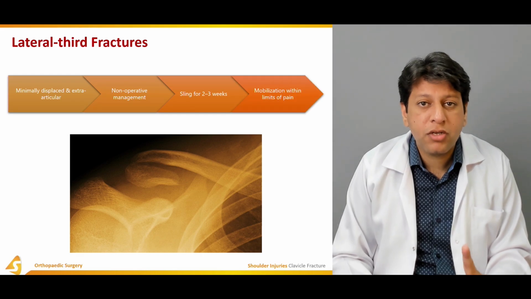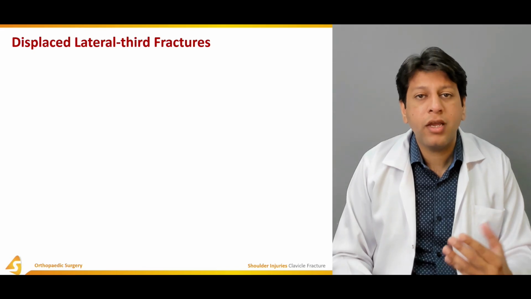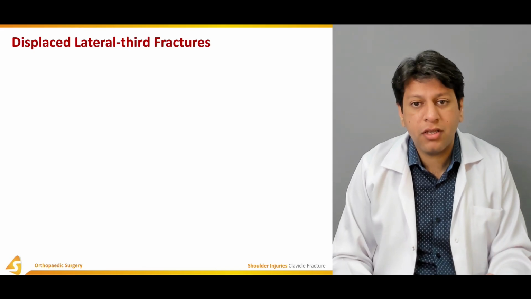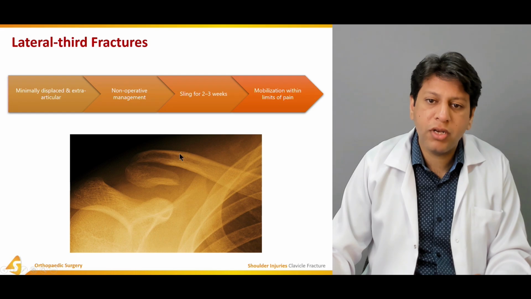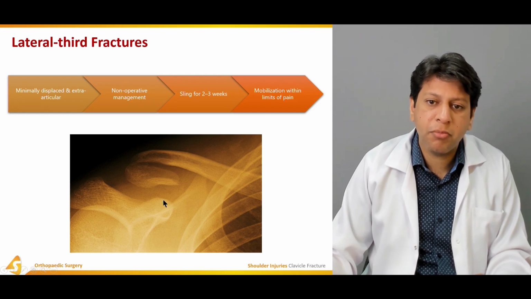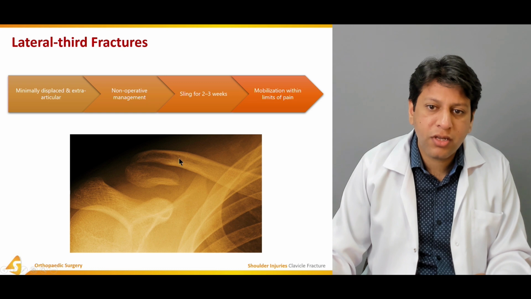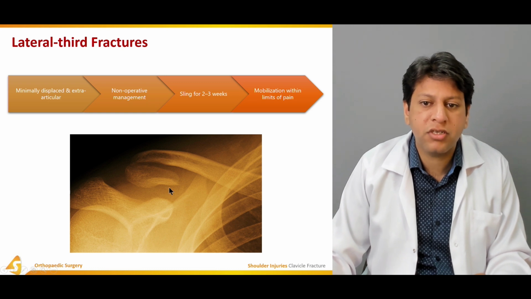Now the problem starts when it's either intra-articular or it's completely displaced. Now why does it get really displaced? If you see this diagram, normally this is where the trapezoid and conoid ligaments are attached. If the bone is broken from this and goes up over here, this means there is not only loss of apposition, but there is completely more than 100% displacement.